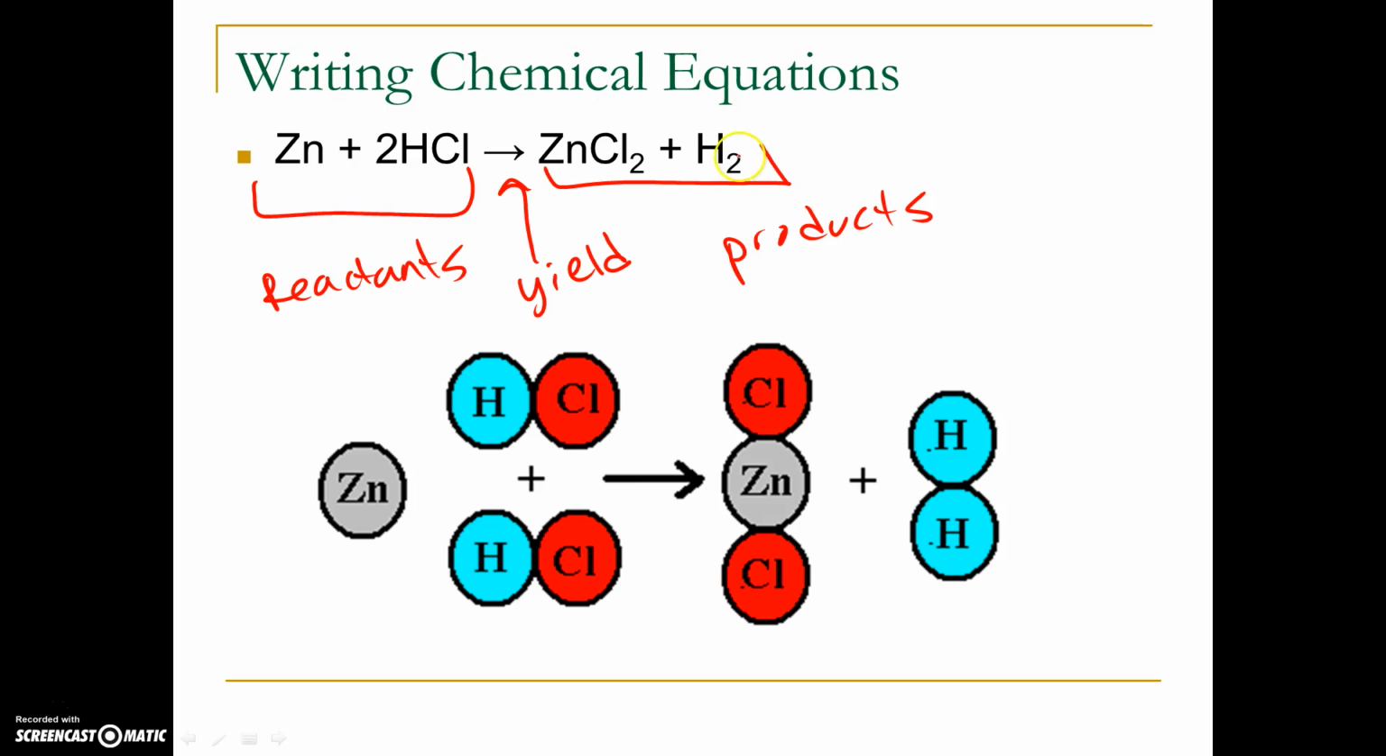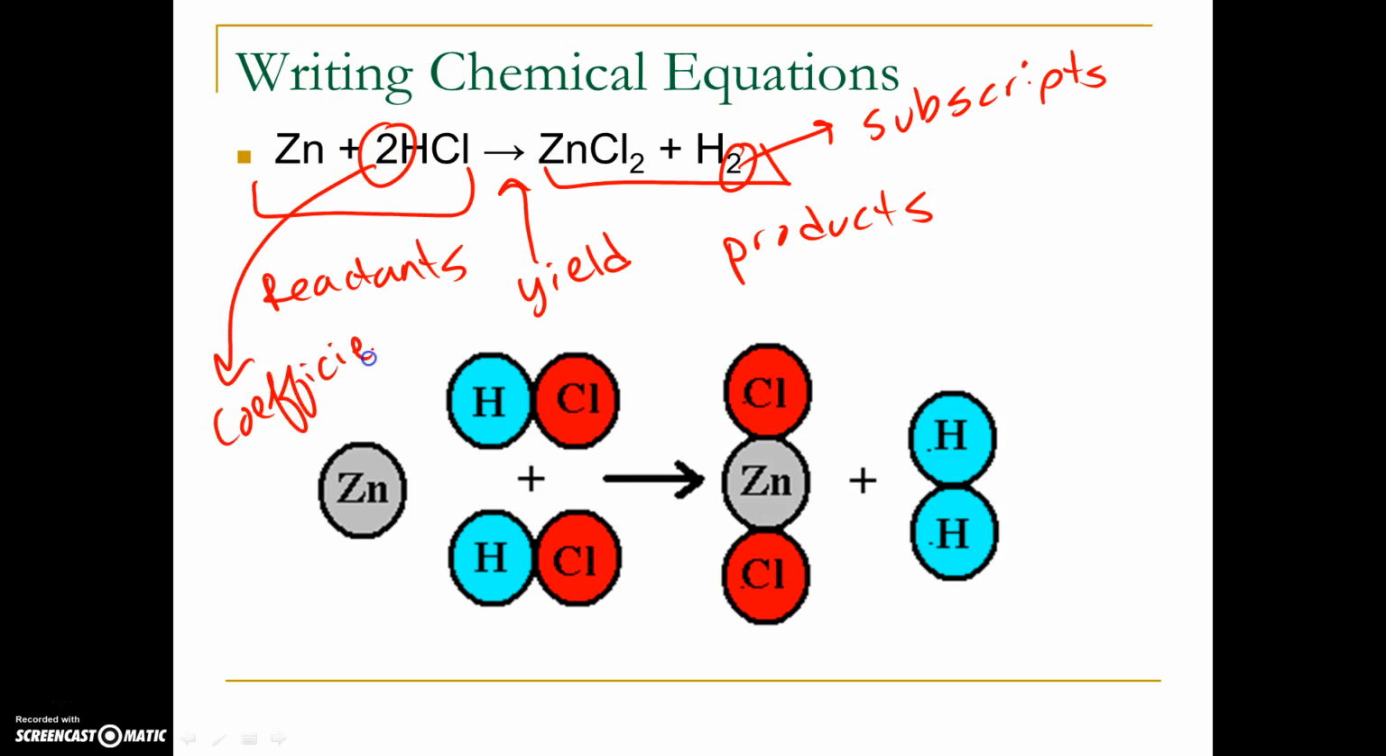Notice other parts that are in this reaction is this little part, which we've already used before. These are the subscripts. We use subscripts when we use our naming skills. And these big 2's are called coefficients. Coefficients are the things that we put in when we balance equations, which is what this presentation is all about.